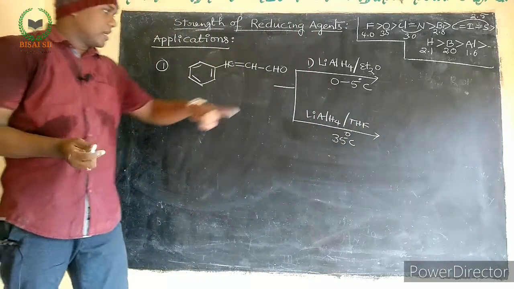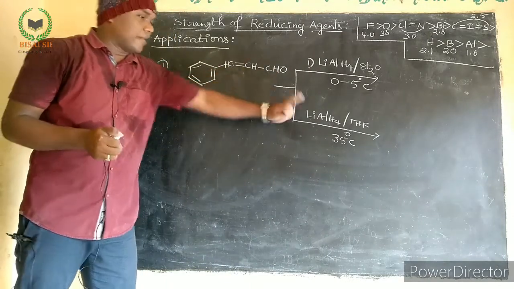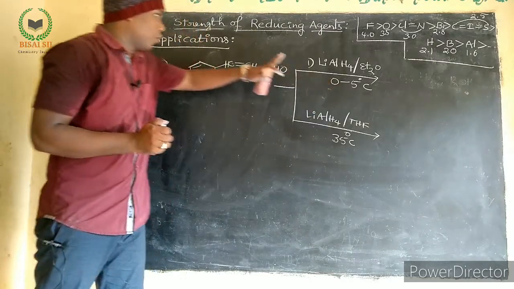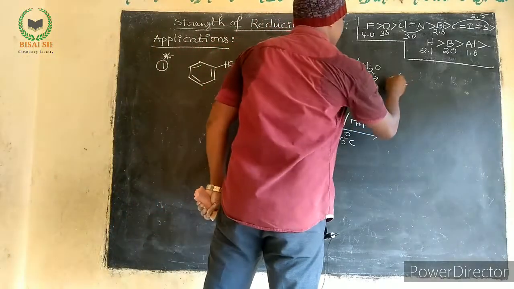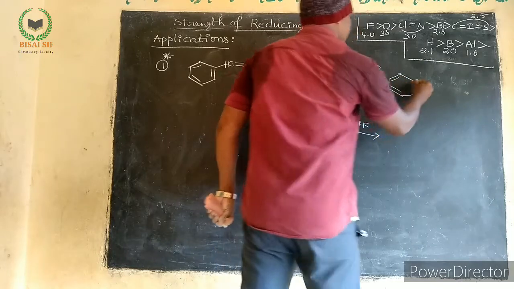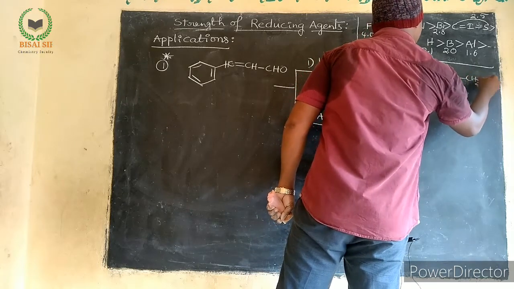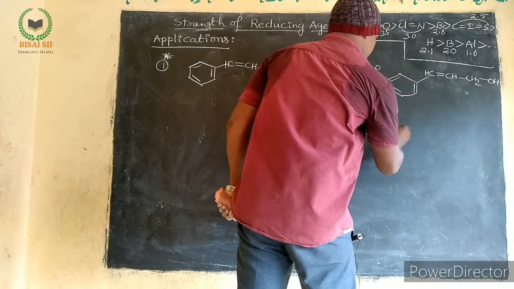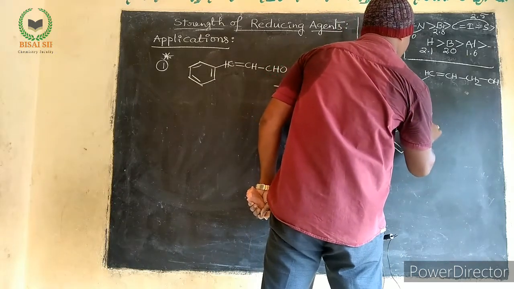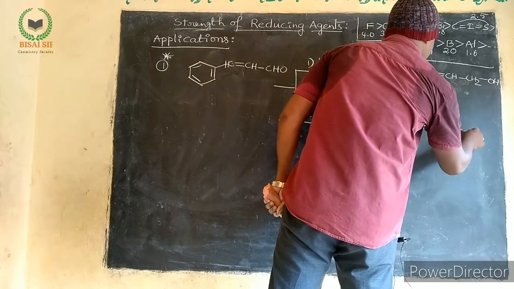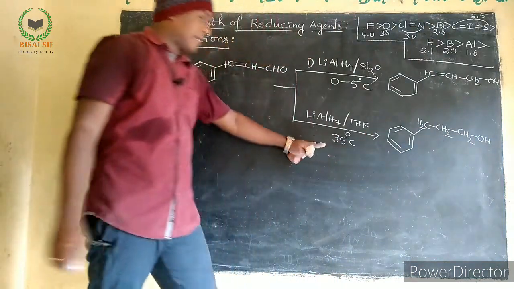If the temperature increases, then both the double bond and the carbonyl group will be reduced. And in case of low temperature, only the functional group will be reduced. That is also a very, very important application. So, as usual, the benzene ring, CH double bond CH, CH2, OH, correct? Now here, CH2, CH2, CH2, OH, correct? Both double bonds are also reduced at high temperature.